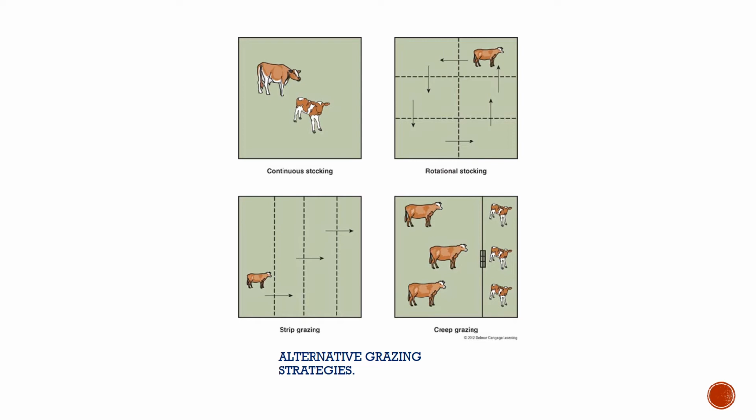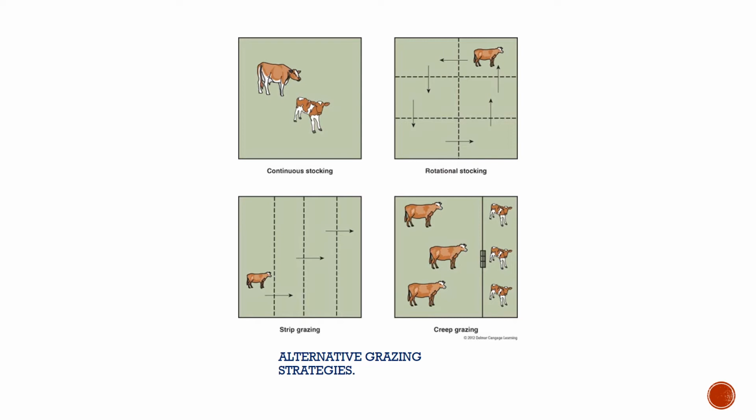Rotational stocking can be anywhere from 4 to many different paddocks or pastures. You're going to fence them, and you're going to move that livestock from one pasture to another, one mini pasture to another mini pasture. This could be every week, every month, or every 2 days. So it's just a rotational system.